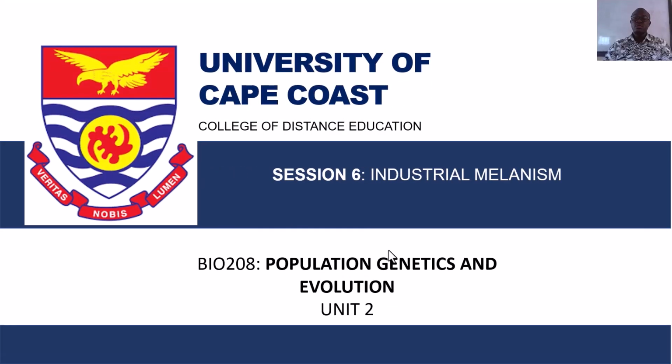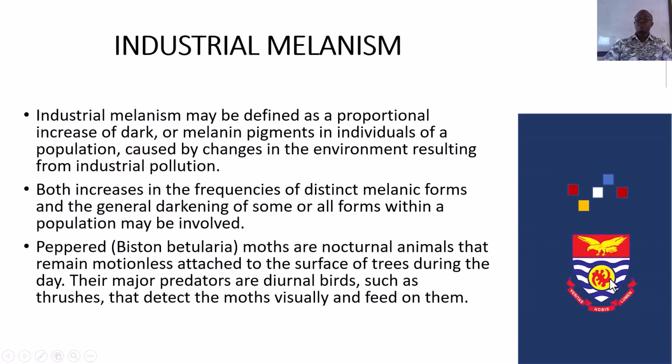Welcome once again to Bio 208 Population Genetics and Evolution, Unit 2, Session 6, Industrial Melanism. By the close of this session, you should be able to describe industrial melanism and identify and explain the types of industrial melanism. Industrial melanism may be defined as a proportional increase of dark or melanin pigments in individuals of a population caused by changes in the environment resulting from industrial pollution.